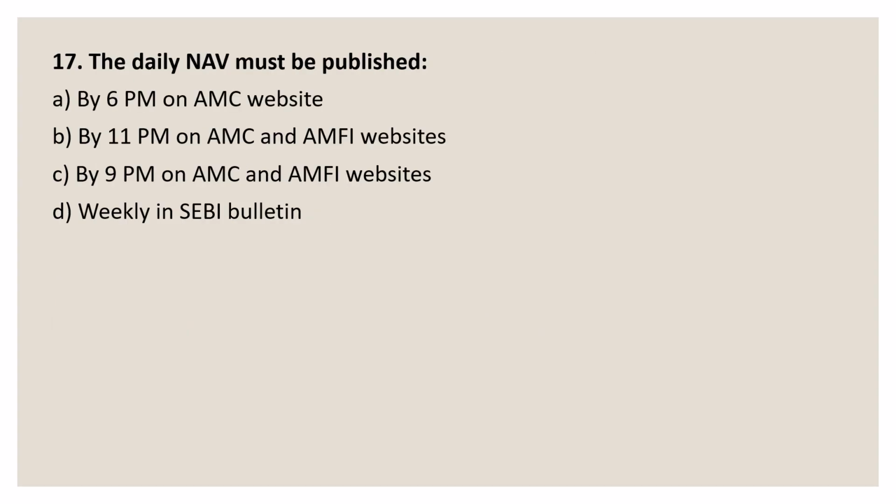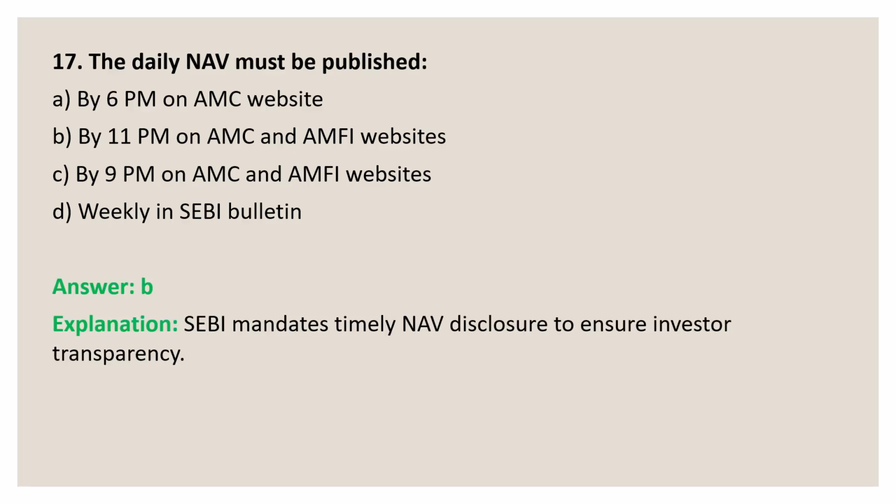Next question. The daily NAV must be published option A by 6 p.m. on AMC website, option B by 11 p.m. on AMC and AMFI websites, option C by 9 p.m. on AMC and AMFI websites, and option D weekly in SEBI bulletin. Correct answer is option B by 11 p.m. on AMFI and AMC websites.